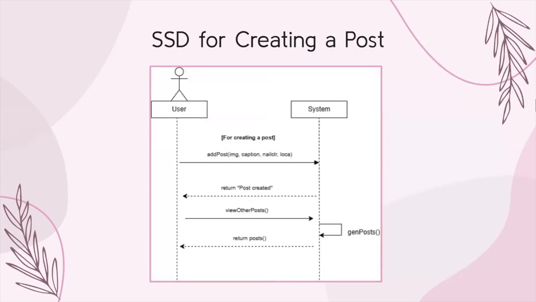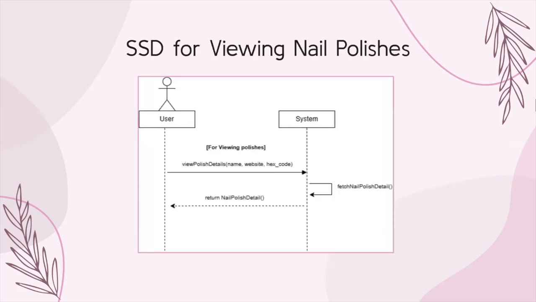And this is the SSD for creating a post. So a user can add a post with image, caption, nail color, and location, and the system saves it and returns that the post has been created, and the user can request to view other posts, and the system generates the available posts and then returns the posts to the user. And this is the SSD for viewing nail polishes. So the user can view the nail polishes based on the name of the nail polish, the name of the brand, or a hex code, and the system generates it based on the attribute that has been requested and returns the nail polish details to the user.